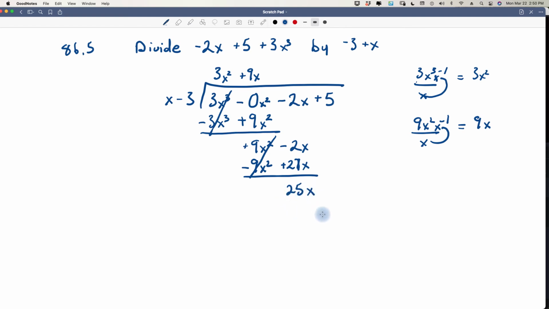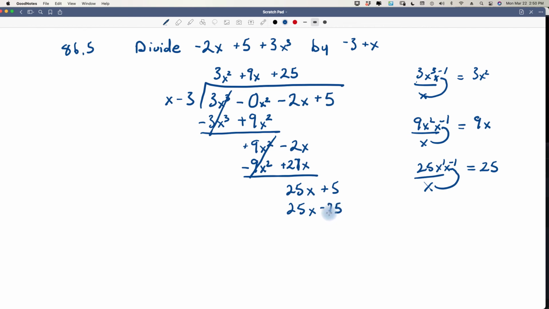Okay? So we do it again. We have 25x divided by x. When we flip this up, we get 1 and x to the negative 1. That's x to the 0, so that just equals 25. So it's a positive number, so we say positive 25. 25 times x is 25x. We bring down our plus 5. 25 times negative 3 is a negative 75.